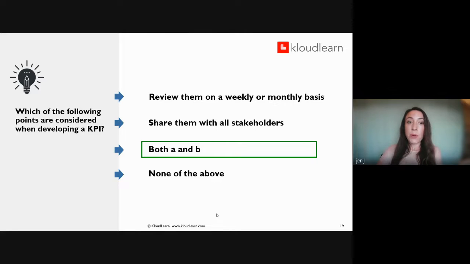Which of the following points are considered when developing a KPI? A, review them on a weekly or monthly basis. B, share them with all stakeholders. C, both A and B. Or D, none of the above. The answer is C. You should review them on a weekly or monthly basis and also share them with all stakeholders.